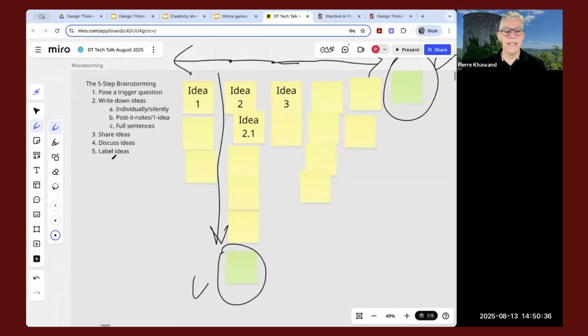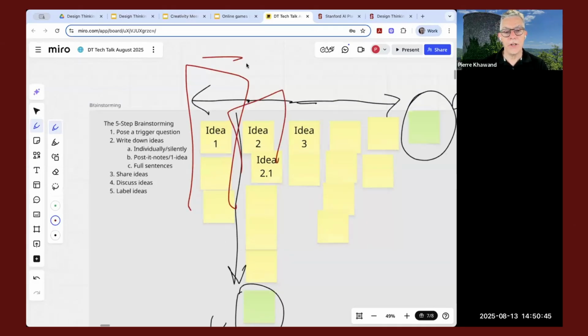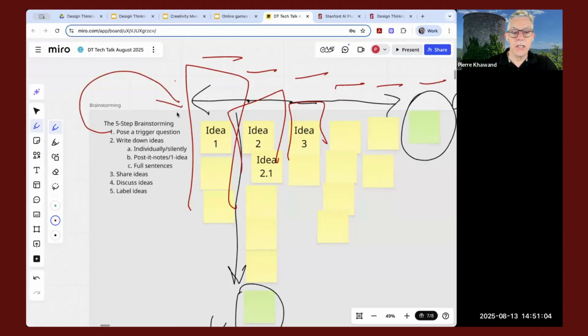Okay, so then after discussion, we label. So each of those clusters gets assigned a label. The label can be a theme that binds these together, or a bigger idea that these are part of, or maybe a category that these ideas belong to. So look what we did. We took one question and we turned it into a whole board of ideas that are fully fleshed out, that are nicely organized, more ideas added to them. And now we have something to work with.